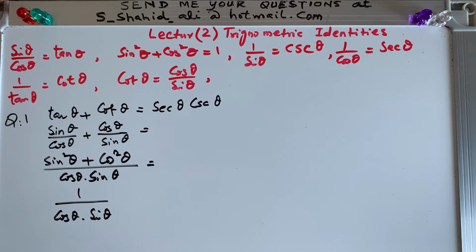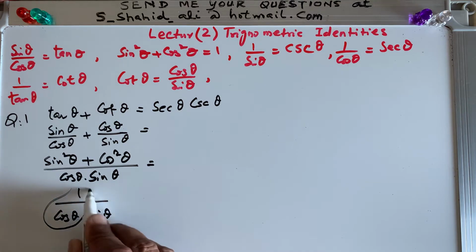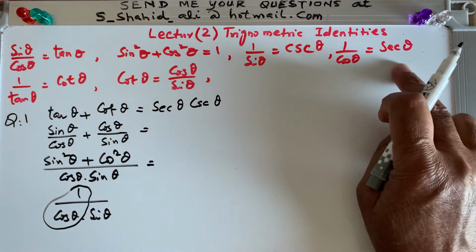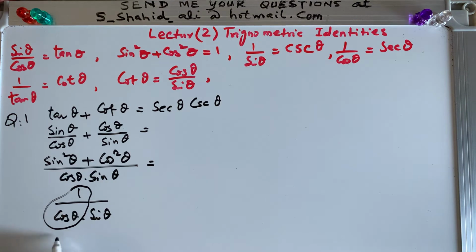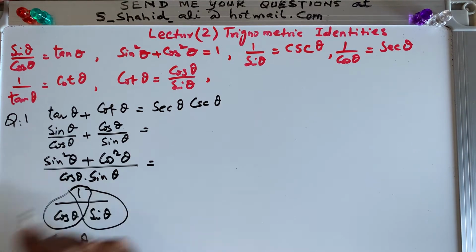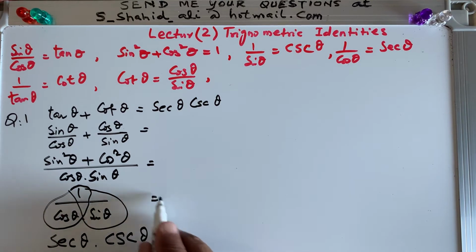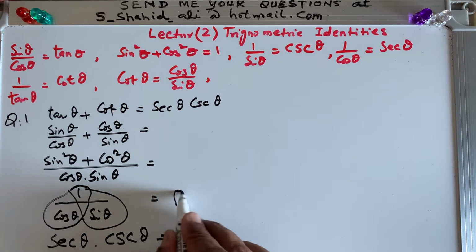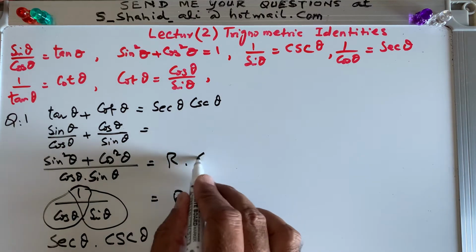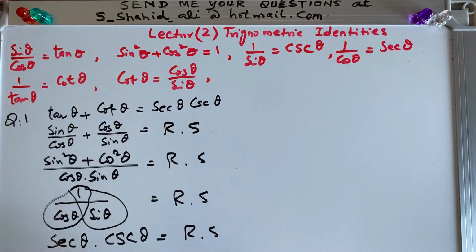So now I can see that 1 over cos theta, right? So 1 over cos theta is secant theta. So I can write secant theta. And 1 over sine, this part, is cosecant theta, so Csc theta. And I can see that this is my right side. So we prove that left side is equal to right side. So LS is equal to RS, right? So we proved it.